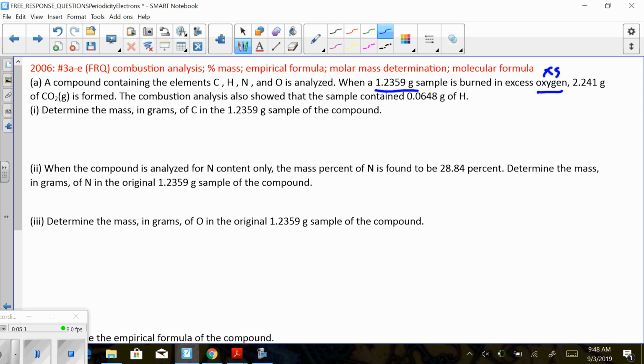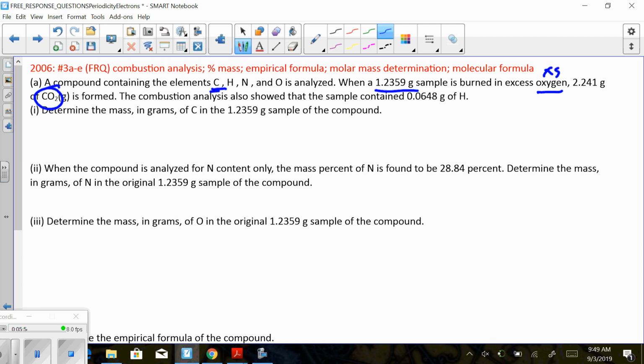The first question is asking us to determine the mass in grams of carbon in the sample. I don't really know too much from that, except I start with that sample. The only thing I know about carbon is that when it's burned, carbon dioxide is formed from the carbon, and all of the carbon forms this. If I know how many moles of carbon dioxide I have, I can figure out how many moles of carbon I had. And then if I know how many moles of carbon, I can figure out how many grams I started with.